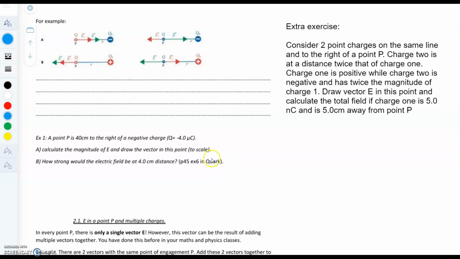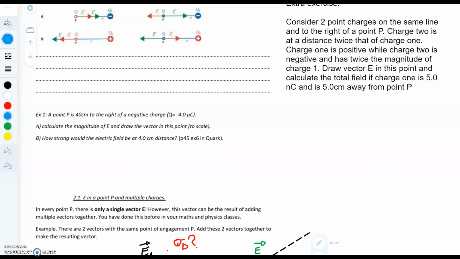Welcome to this video. This is a very simple exercise that we'll be doing today, two of them. The first one is you've got a point P which is at 40 centimeters to the right of a negative charge. Now the first thing to do is to calculate the magnitude of this electric field E and draw the vector in this point to scale.